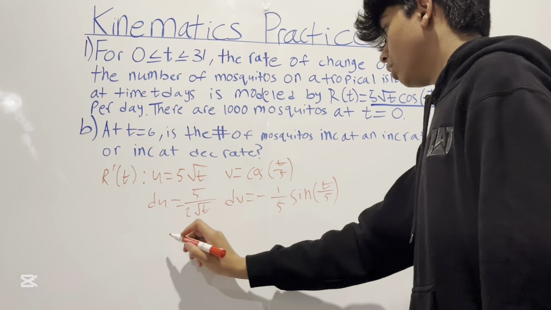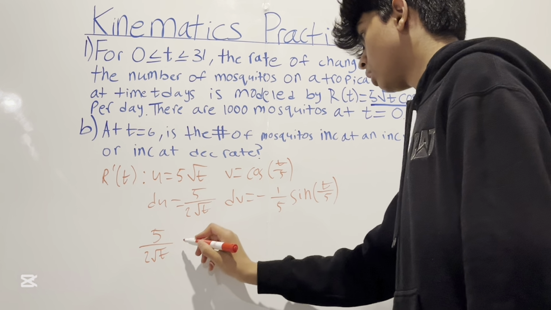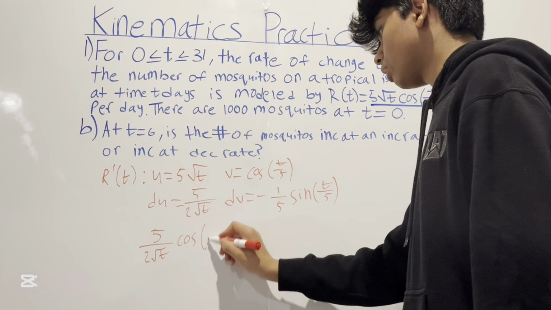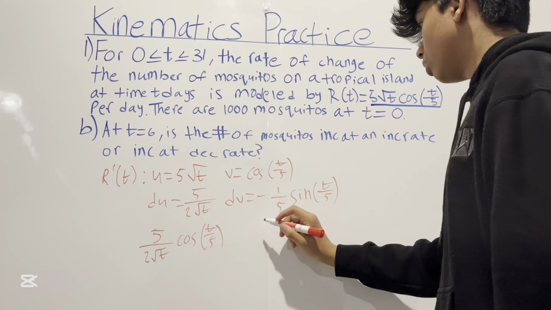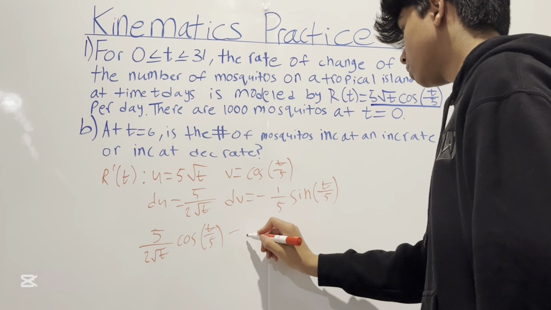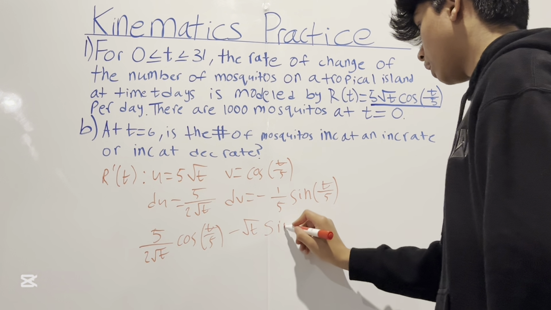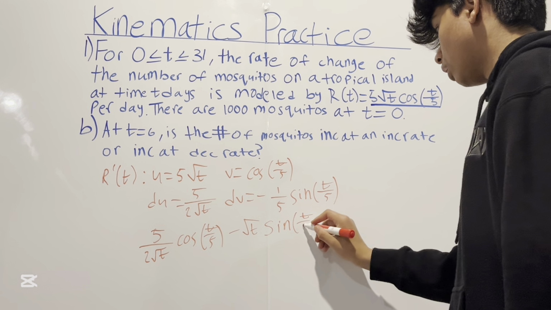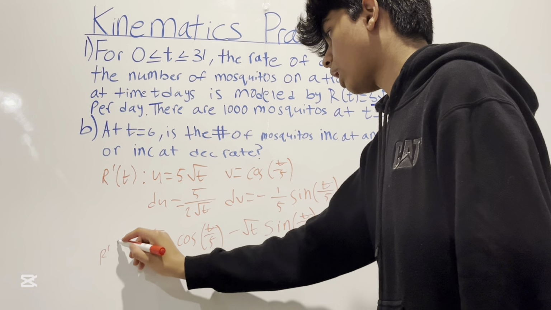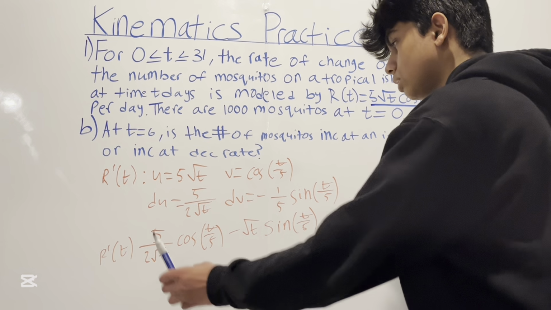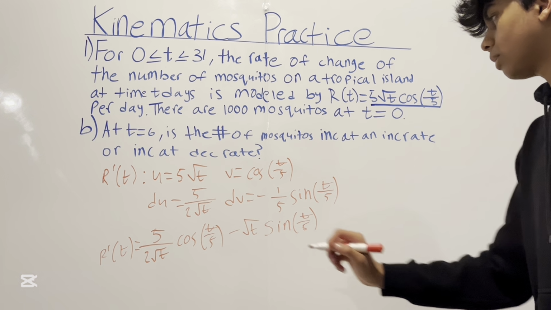So v du is 5 over 2 square root t multiplied by cosine of t over 5. And then plus u dv, so basically minus square root t, because 5 divided by 5 is just 1, sine of t over 5. And this is r prime of t. So this is the acceleration function basically. And now all we have to do is plug in 6.